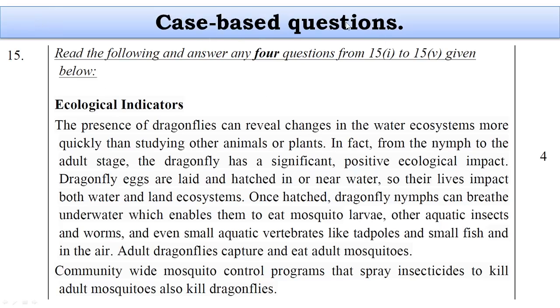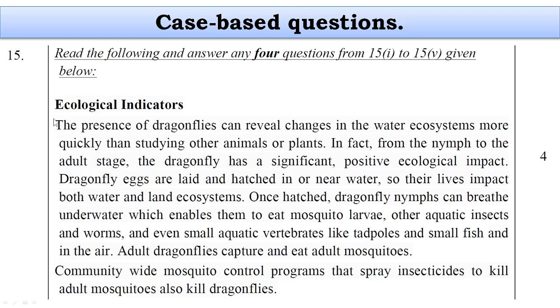In such types of questions, for example, question number 15, there is a short paragraph given. You have to read the paragraph and then answer 4 questions, which carry 1 mark each. There are 5 questions given, and you have to answer only 4, so you can do that on your own.